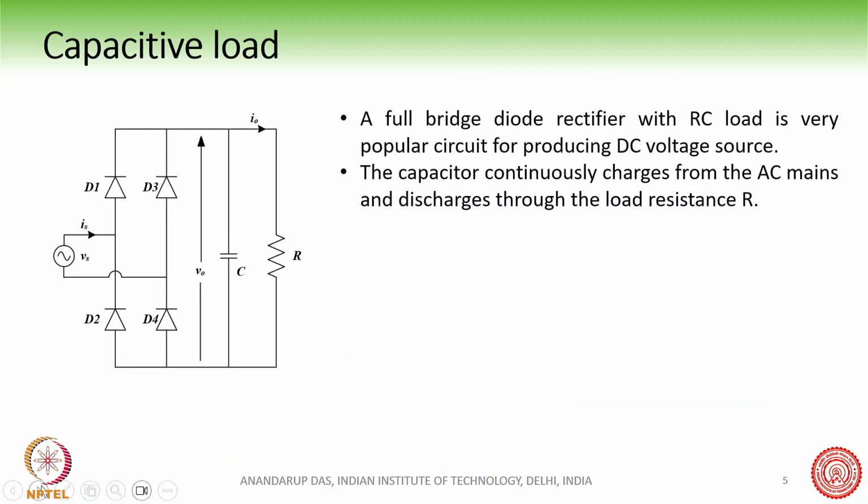Now the full bridge version is a more popular choice, where we want to produce a DC output voltage. This is the AC input here, and we have here the DC output voltage. This is very popular for any kind of low power, low voltage DC output. It is cheap and can be built very easily, but it has some problems, which we will discuss, and we will find out what the problems with this circuit are.